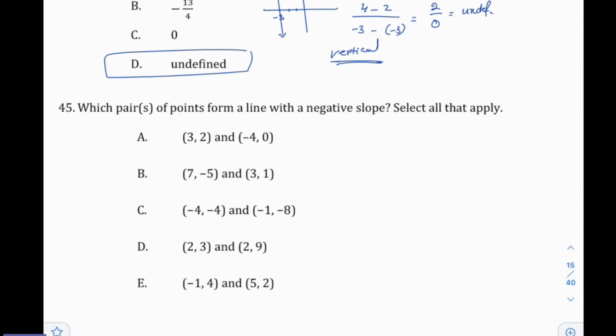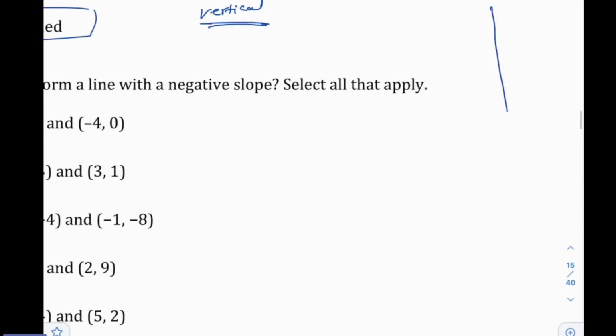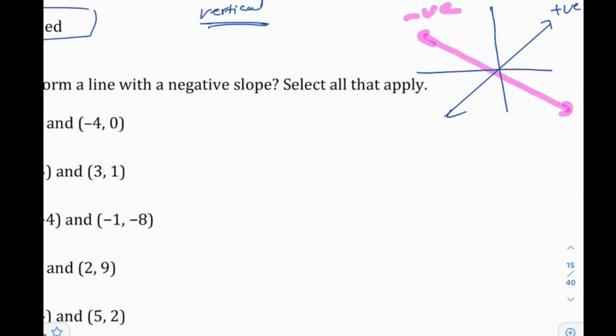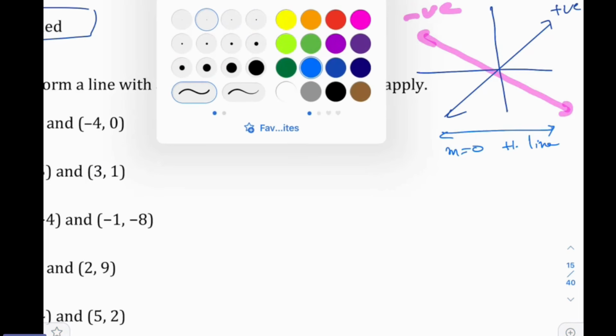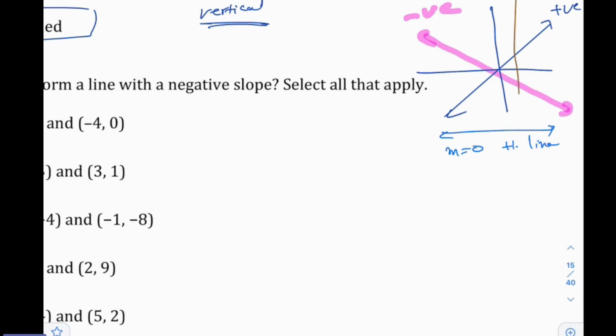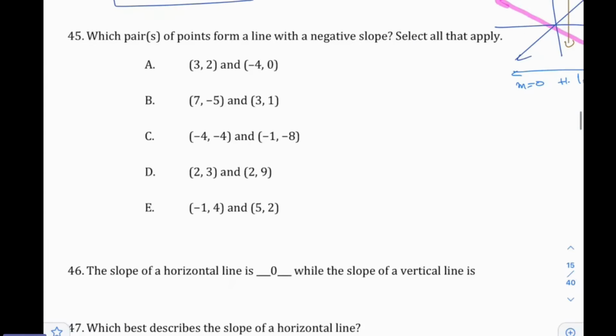Which points form a line with a negative slope? Just remember, a positive slope will increase from left to right. This has positive slope. This has negative slope. It's decreasing from left to right. This has zero slope, a horizontal line. Slope is 0. And for the vertical line that we just mentioned, this is undefined slope. It's a vertical line. This is the revision for all the lines.